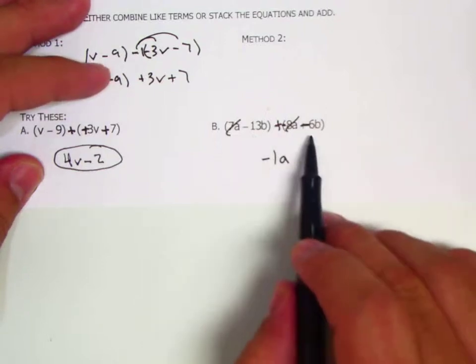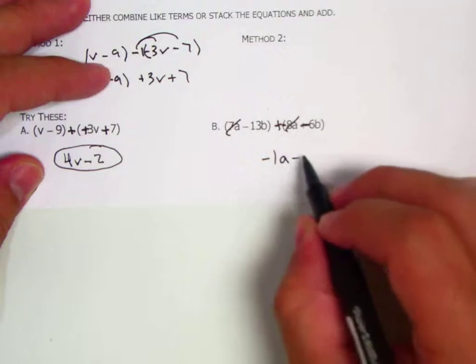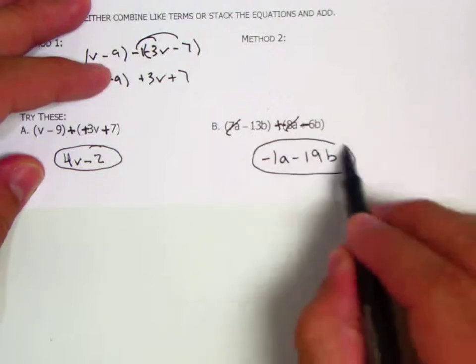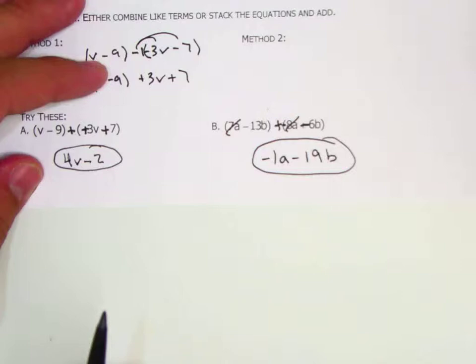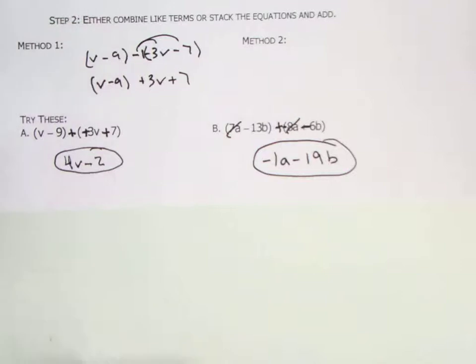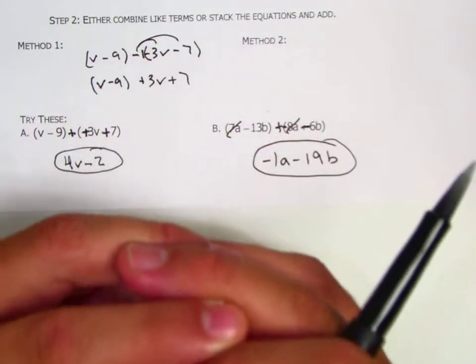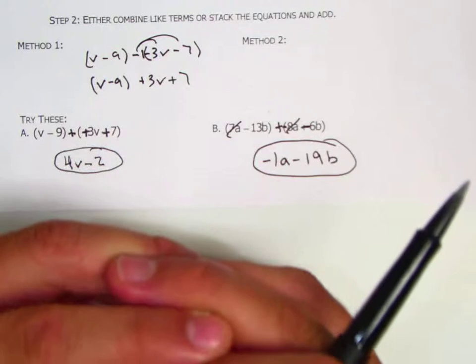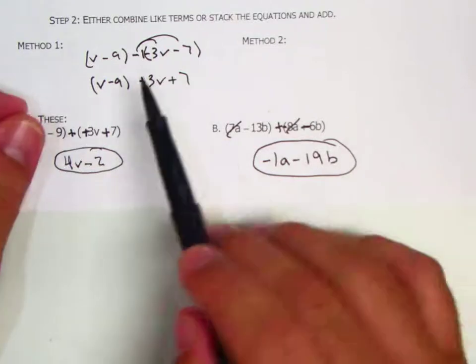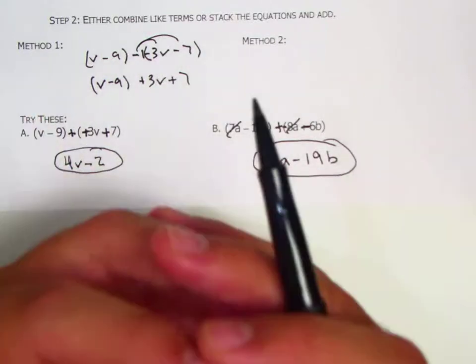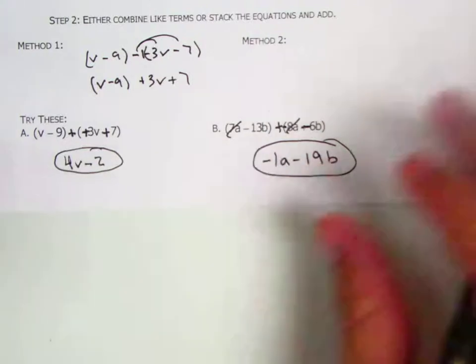-13b and -6b is -19b. And that's combining like terms using subtraction. So addition, easy. Just combine, clump them into one term. The like terms turn them into one. Subtraction, you need to distribute the negative first, then group them together into one term.